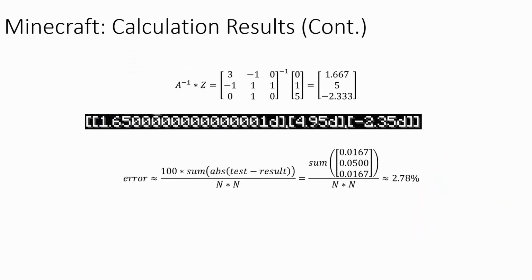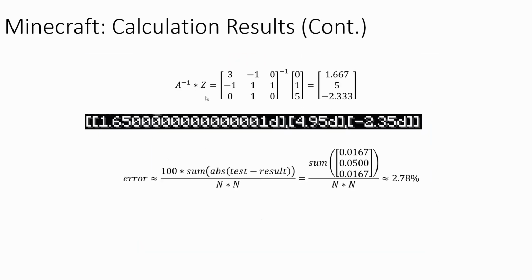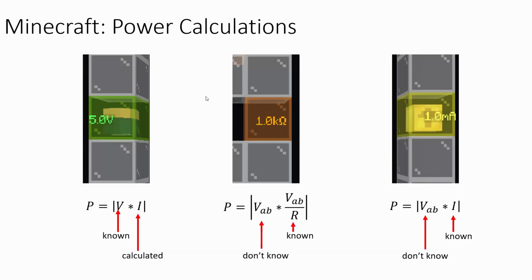So what the results should have been was 1.667, 5, negative 2.33. So we are off by about 3% now. But it's really probably more than that. But again, I'm just doing a weird formula for it. But you can definitely see the error here. It should be 5 and you're off by 0.05, and it should be 1.667 and you're off by 0.017. So you can see, even with the simplest of numbers being all ones, you end up with quite a bit of error here because Minecraft has no decimals.